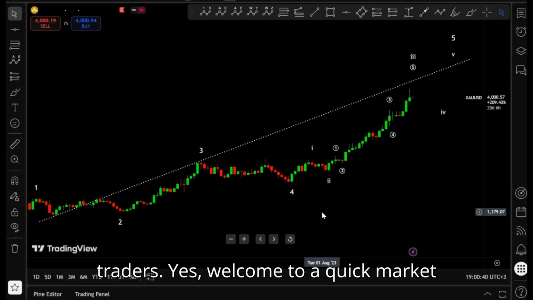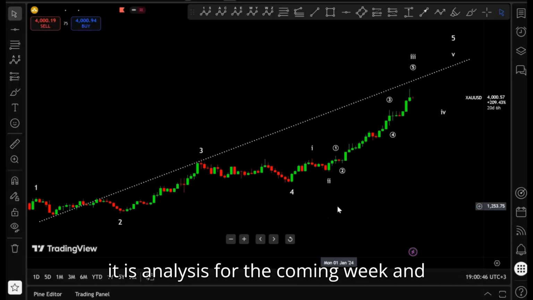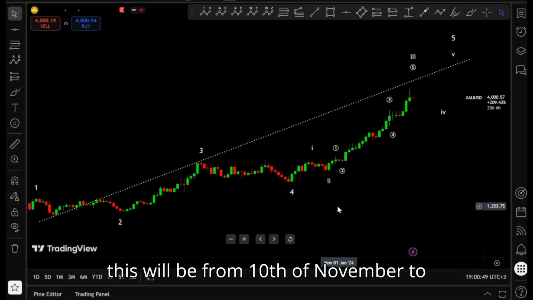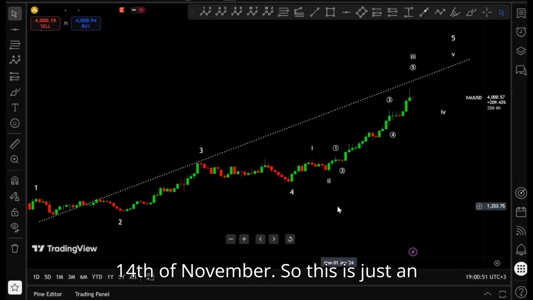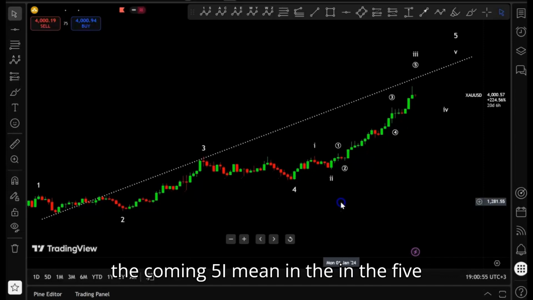Okay, traders, welcome to a quick market outlook on gold. So this is Gold Spot, and it is analysis for the coming week, and this will be from 10th of November to 14th of November. So this is just an overall projection of the market move in the 5 days of the coming week.